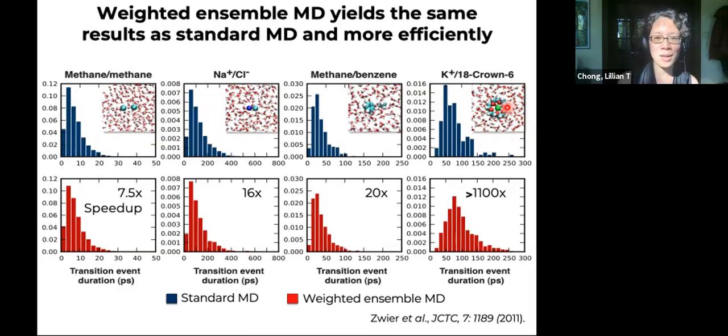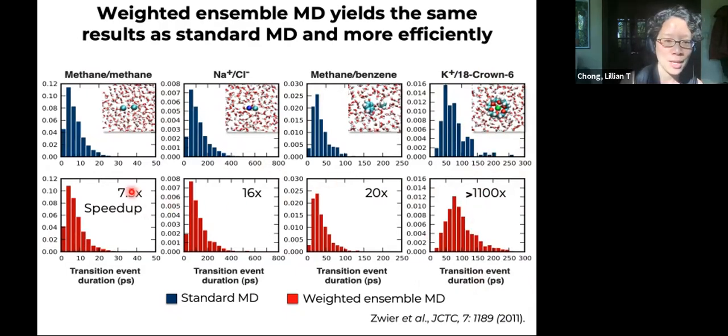So in all cases, weighted ensemble is much faster than standard MD in estimating the rate constant for association. We also looked at the distributions of times for transitions from the initial to target state. So that's what these transition event durations are. The red distributions here are for weighted ensemble. Blue distributions are from standard brute force MD. So you can see that the red distributions are essentially the same as the blue distributions, except for this last system, the crown ether, where brute force didn't entirely converge. Weighted ensemble was better resolved.